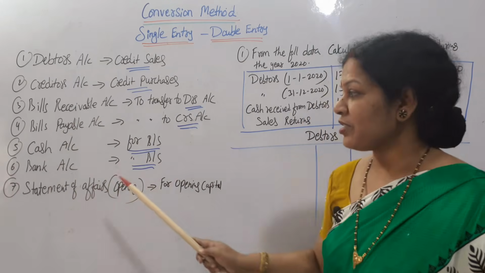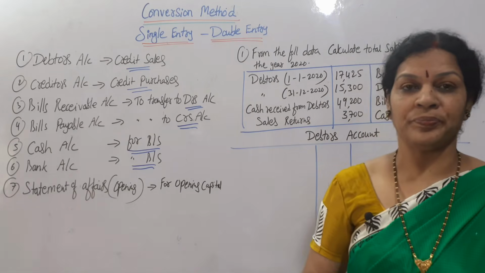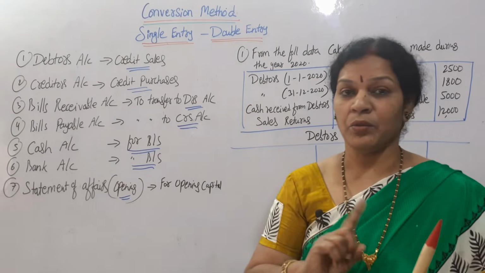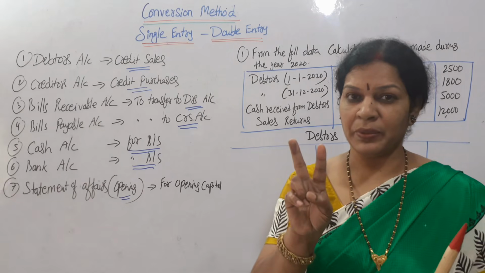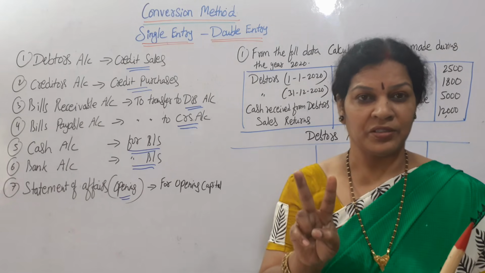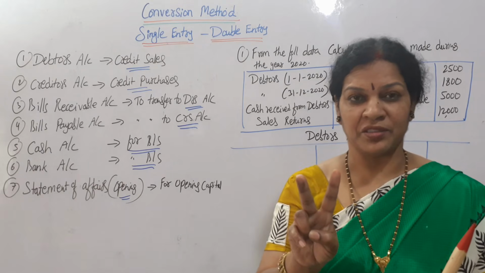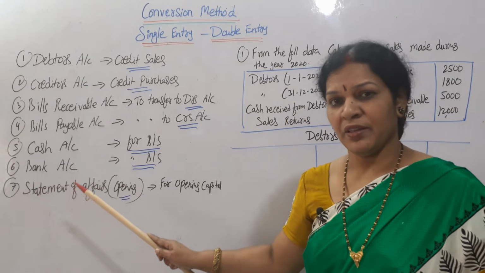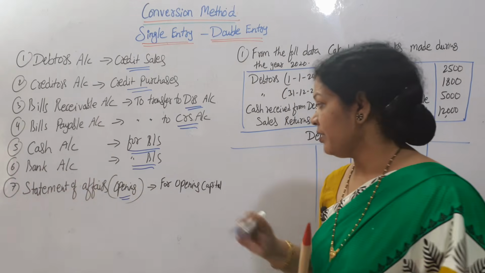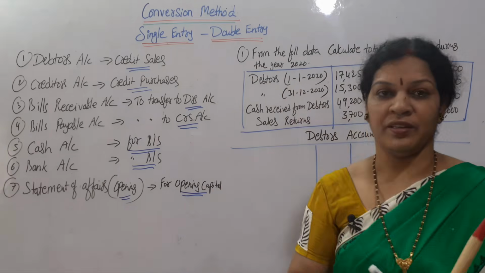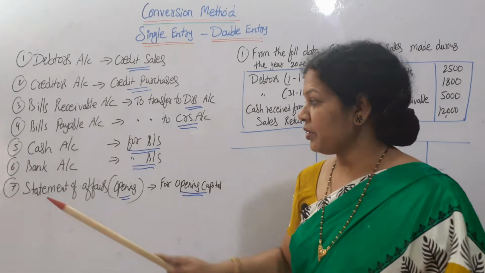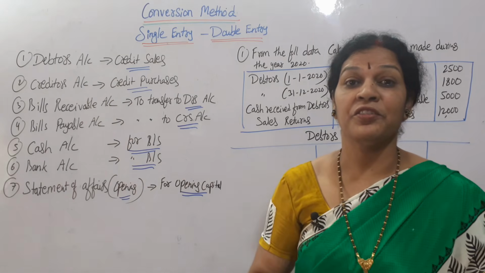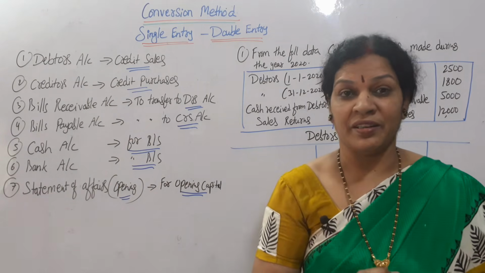Am I clear? Next, the statement of affairs also we are going to open. Statement of affairs of opening balances only, not closing balances. Generally, you will be given two kinds of assets and liabilities, opening assets and closing assets, right? So we are going to take only the opening ones and prepare the statement of affairs. There you are going to get the balancing figure, that is the opening capital. With this opening capital only you are going to start the balance sheet, liability side capital.